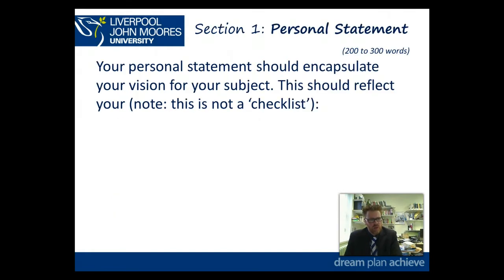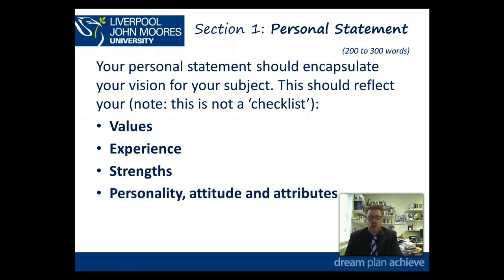So section 1, which you've had a go at writing already, is 200 to 300 words. It's something to encapsulate your vision for your subject, and this should reflect your values, experience, strengths, personality, attitude and attributes, and areas for development. So it is very brief. You might not cover all of those aspects in great detail, but it's setting forward what sort of teacher you are, and what sort of teacher you aim to be.